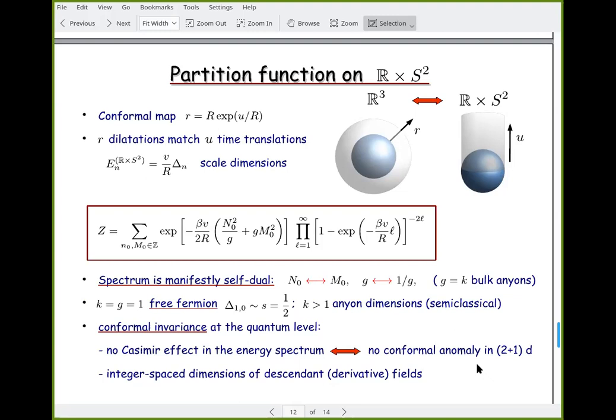And another indication is that the dimensions of descendants, which are obtained here by expanding in powers of beta over R, are integer spaced. And they should be integer spaced because the descendant fields in conformal field theory are derivative fields. So the fields in the theory should have some starting value, which is a solitonic origin, and then derivatives of this field are part of the spectrum of the conformal theory. Derivatives should differ by an integer.